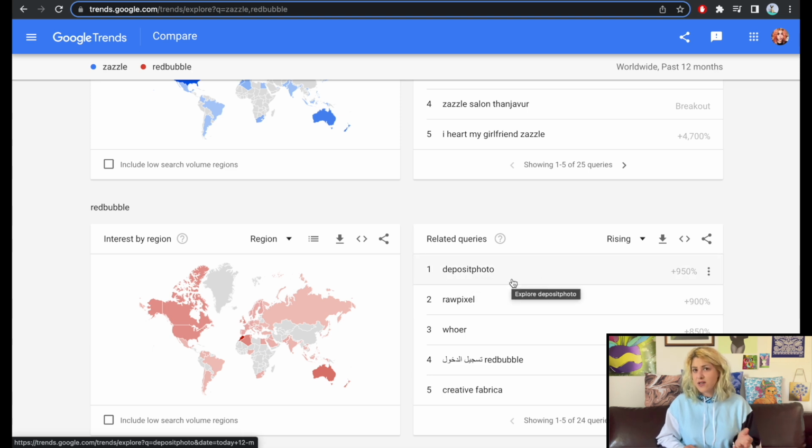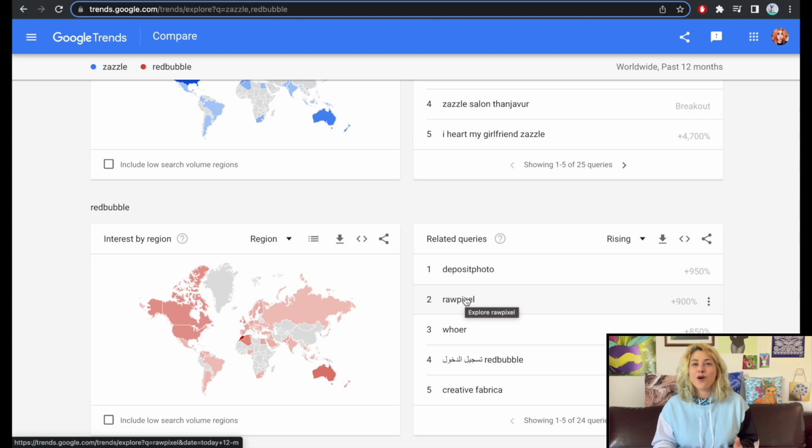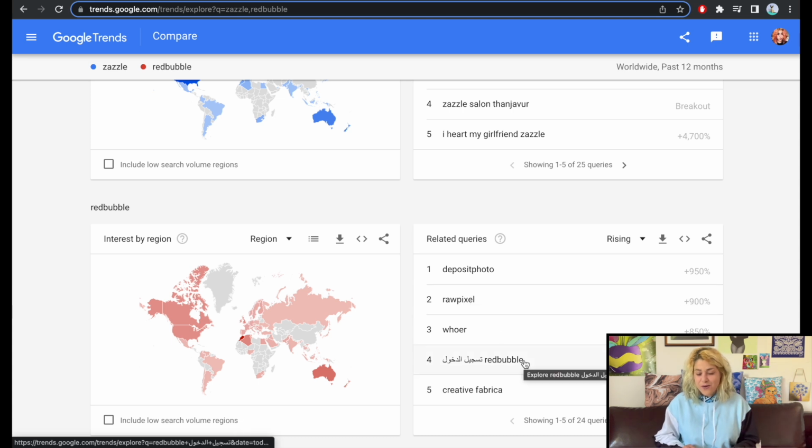Is this like a website for photos? Because RawPixel is a website for free photos. And yes, it has nothing to do with the word RedBubble, but Google is showing you that the trend of RedBubble is connected to the trend of RawPixels, which is a website to get free photos, which annoys me so much because it could explain so much about why RedBubble is so much spam. Sorry. We also have here RedBubble in Arabic, means login, and Creative Fabrica, which again is another tool to be able to get designs for RedBubble.